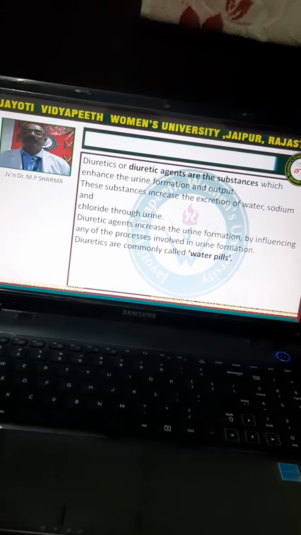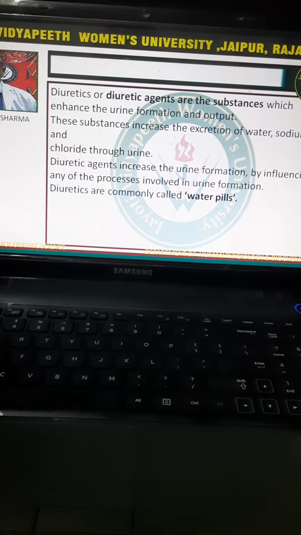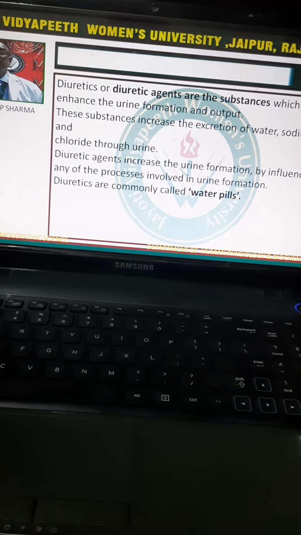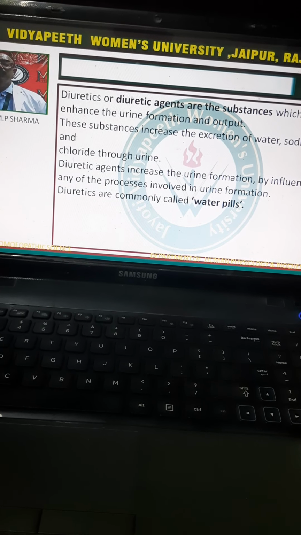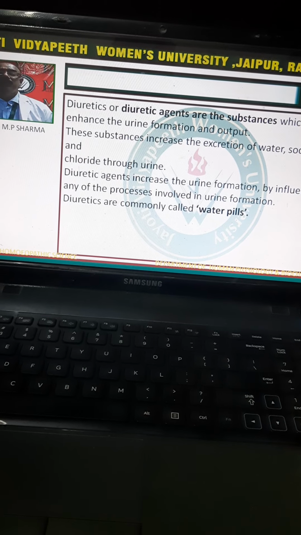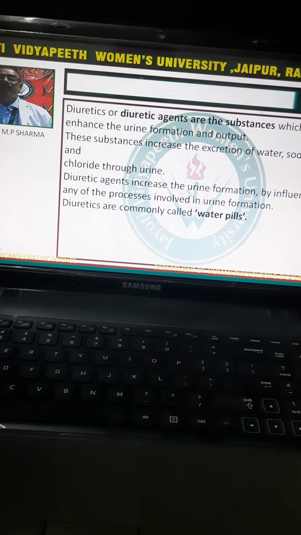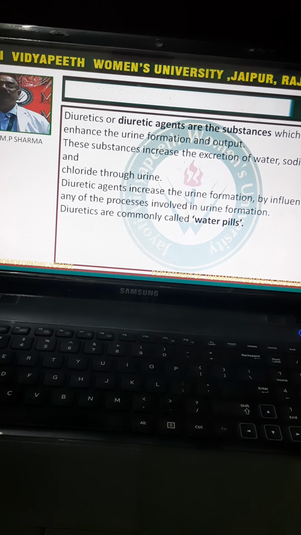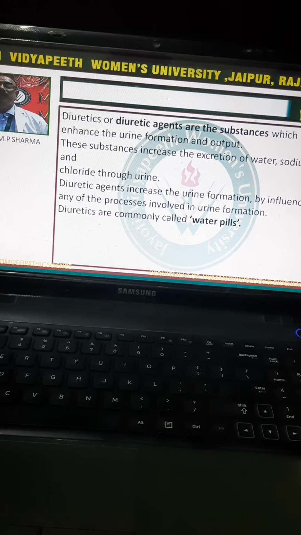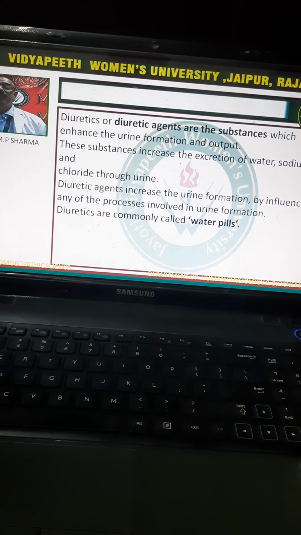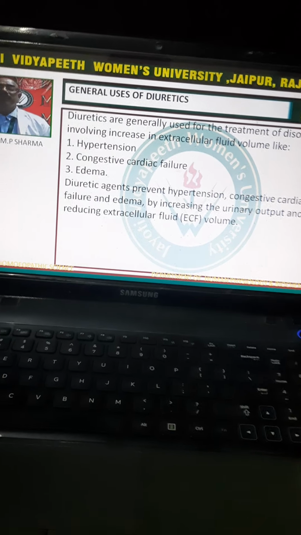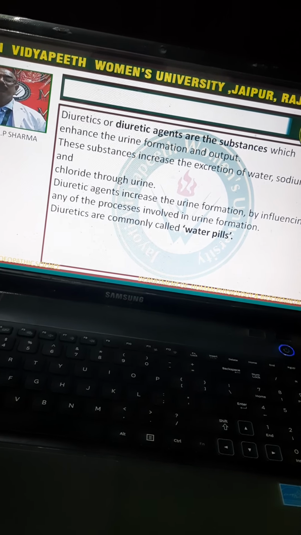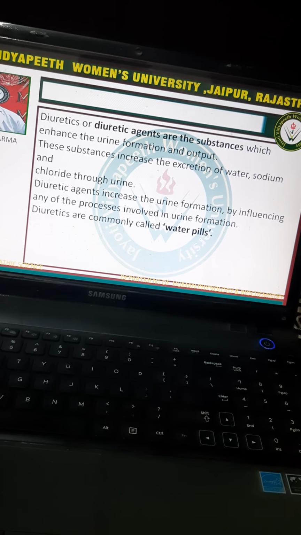Diuretics or diuretic agents are the substances which enhance the urine formation and output. These substances increase the excretion of water, sodium and chloride through urine. Diuretic agents increase the urine formation by influencing any of the processes involved in urine formation. Diuretics are commonly called water pills.